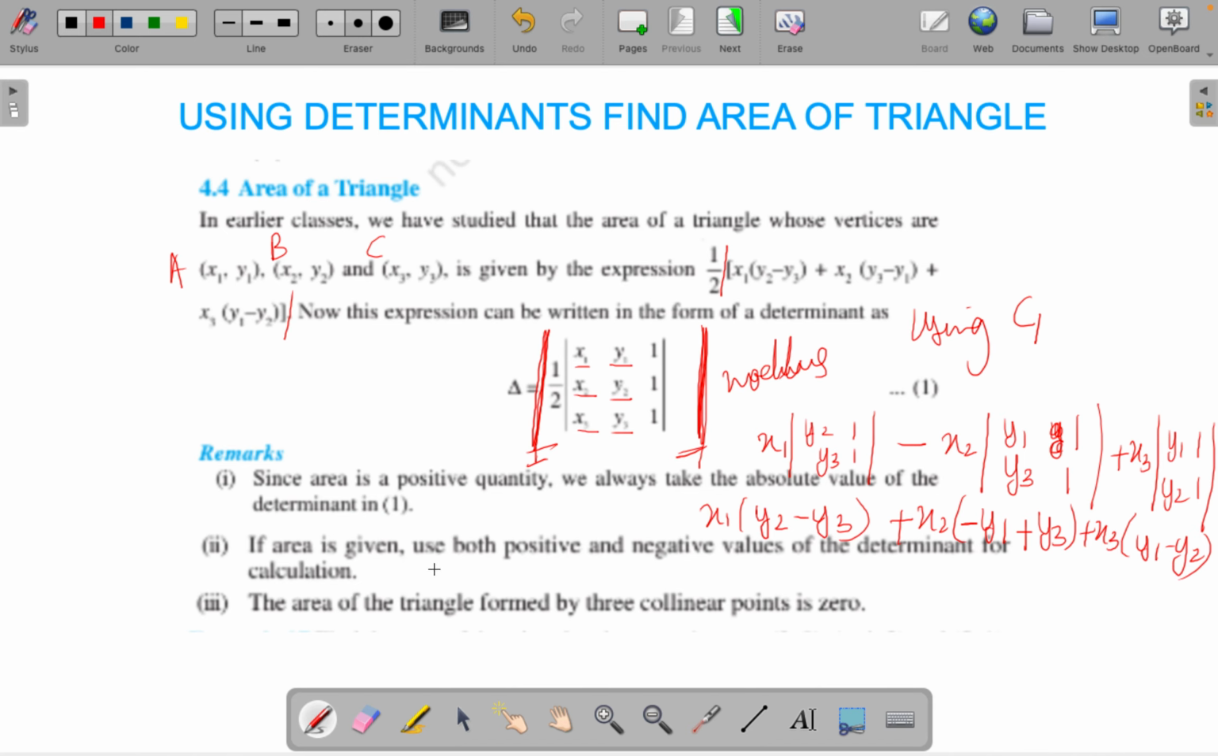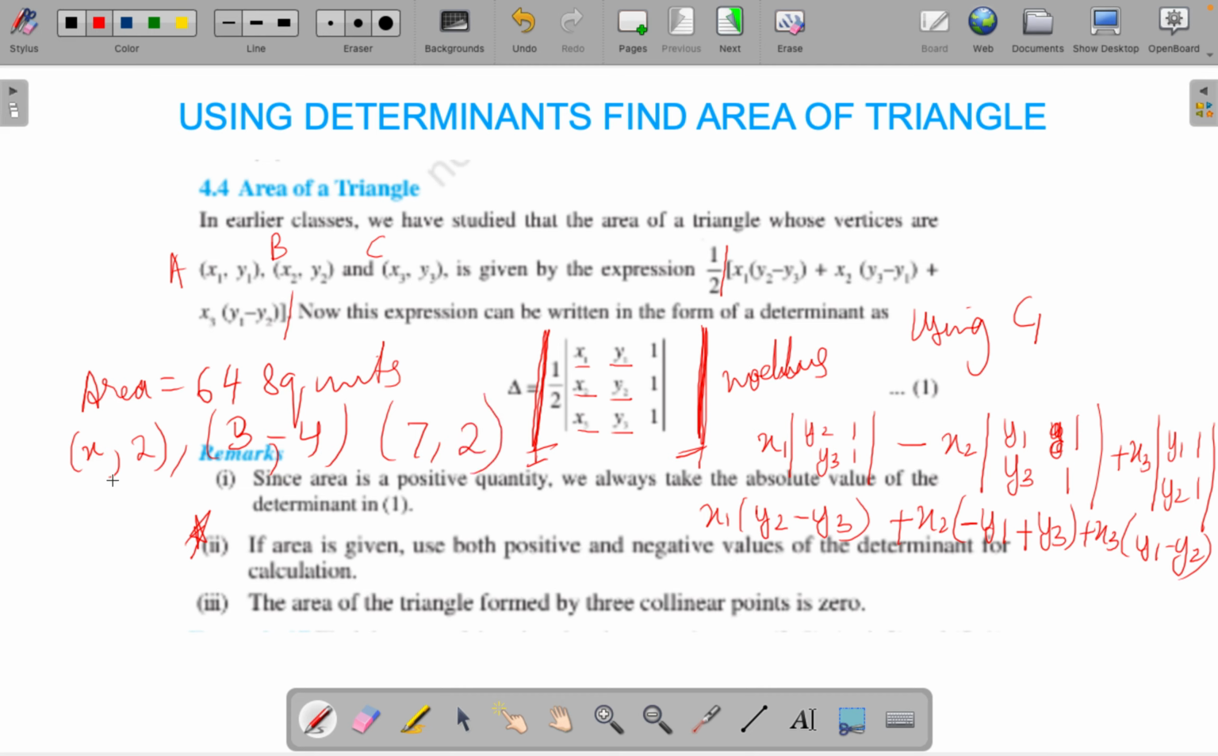If the area is given, use both positive and negative values of the determinant for the calculation. Now there might be some question, this is a hot step. There might be some question when I give you the area, suppose the area of a triangle is 64 square units, and I might give you the vertices as x comma 2, maybe 3 comma minus 4, and the next one is suppose 7 comma 2. Okay, and then I want you to find x.